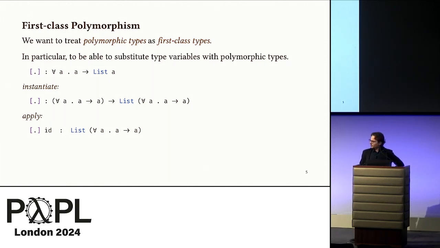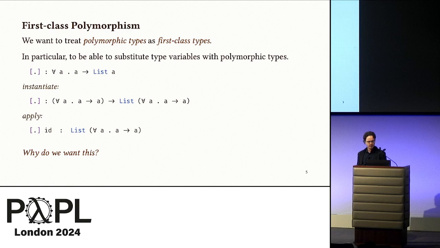So in order to achieve this other type that I showed, we need to be able to substitute type variables with polymorphic types. So the singleton list constructor has type for all A, A to list of A, and we want to instantiate it by substituting A with for all A, A to A. So I should have picked another variable name, but this is not the same A, right? And when you apply it to the identity function, then you get list of for all A, A to A.